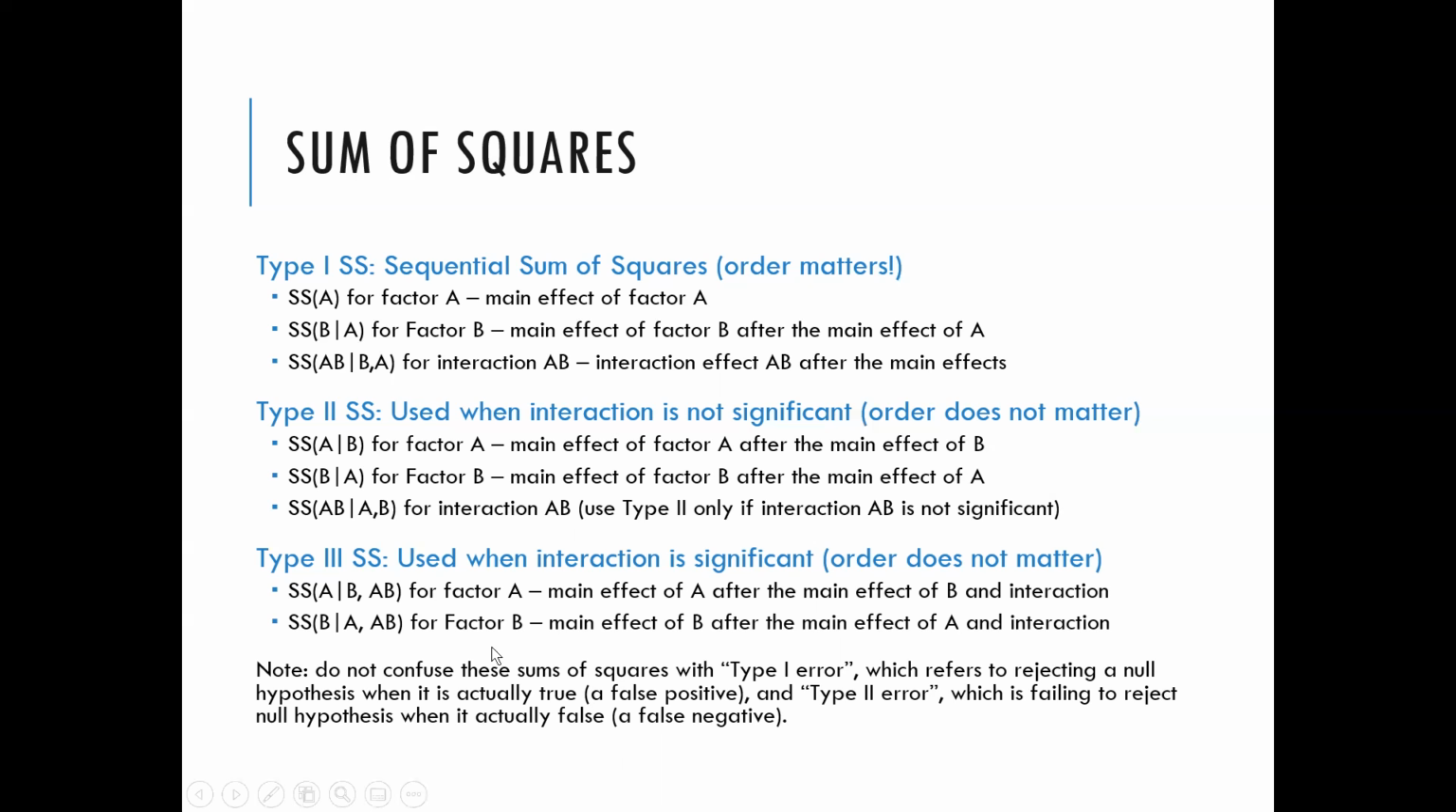And then just a note here, don't confuse these sum of squares with type 1 error. So remember, type 1 error refers to rejecting a null hypothesis when it is actually true, or a false positive, or type 2 error, which is failing to reject the null hypothesis when it is actually false, so a false negative. Okay, so that's different. These type 1, type 2, and type 3 sum of squares are different from our type 1 and type 2 errors.